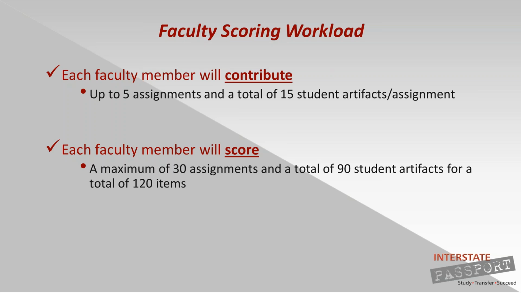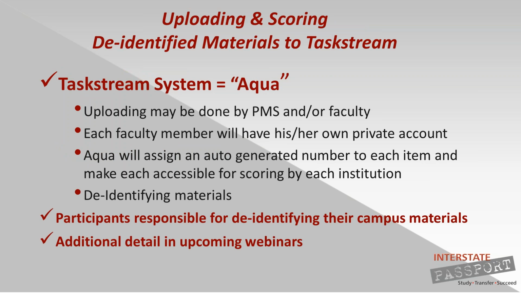During the process of completing this work, the materials will be uploaded and scored using Taskstream as a platform for this uploading and scoring. So the individual assignments and the artifacts will be uploaded by either the mapping specialist at the institution or by the faculty, their choice. Each faculty member will be provided with a private account number, and each of the items will be given an identifying number, and each item will be made accessible for scoring by each of the institutions.